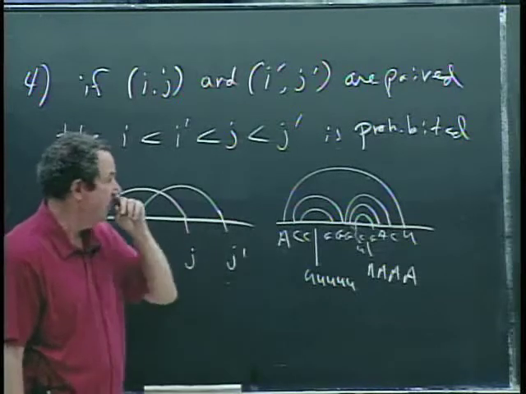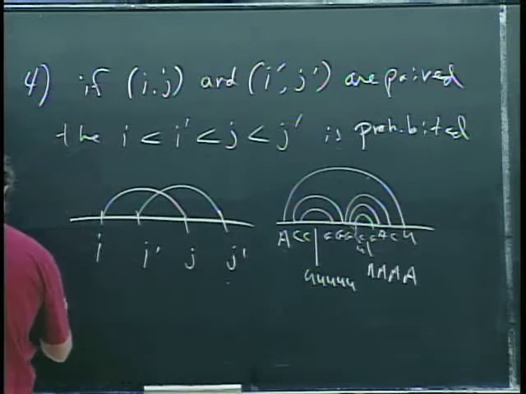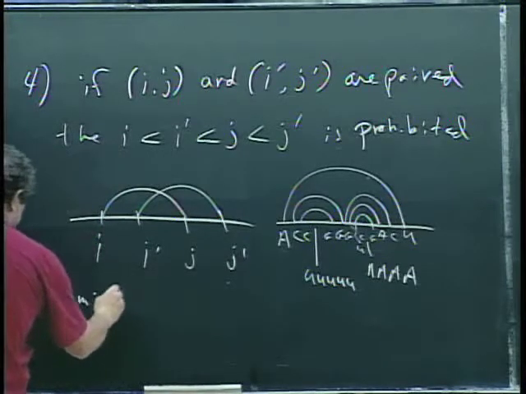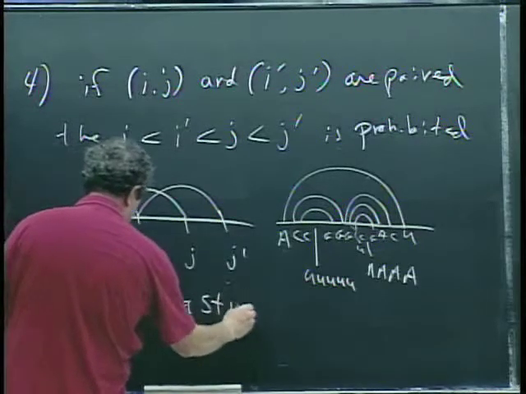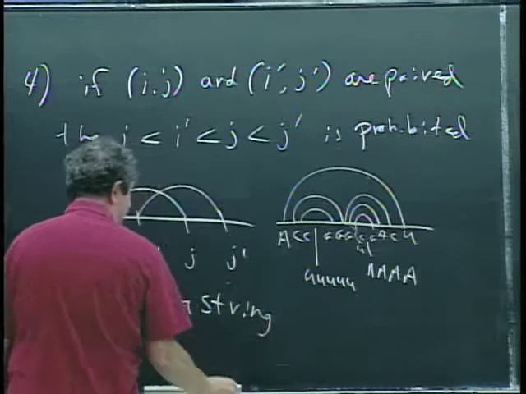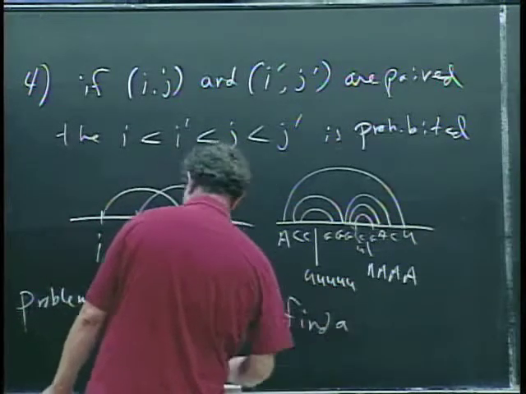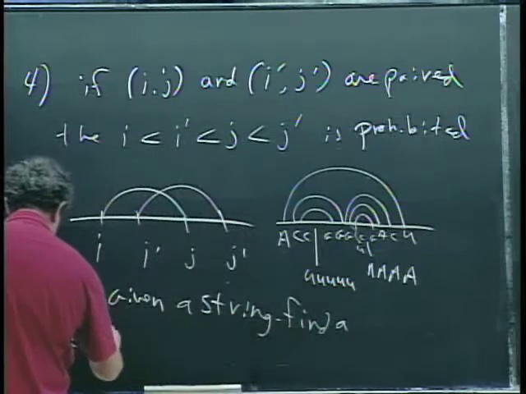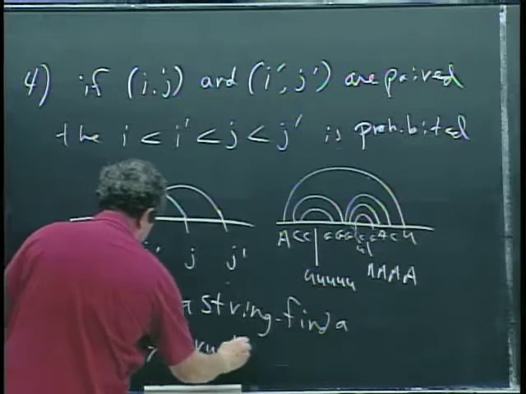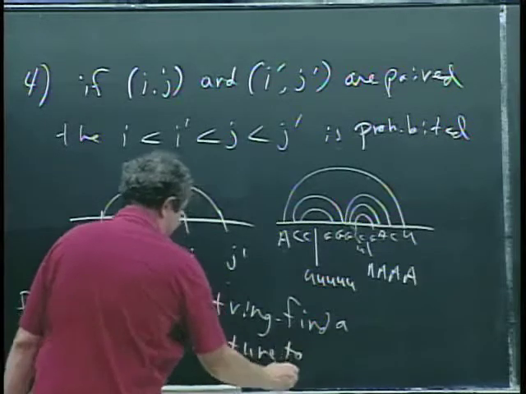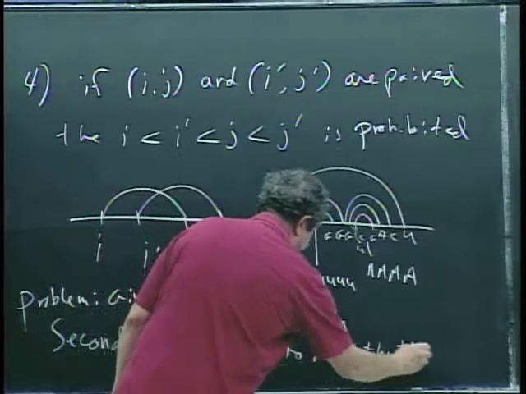But purely back to the algorithmic question, how do we solve this maximization problem, given a string, a sequence, whatever you want to call it? We want to find a secondary structure to maximize the number of pairs.